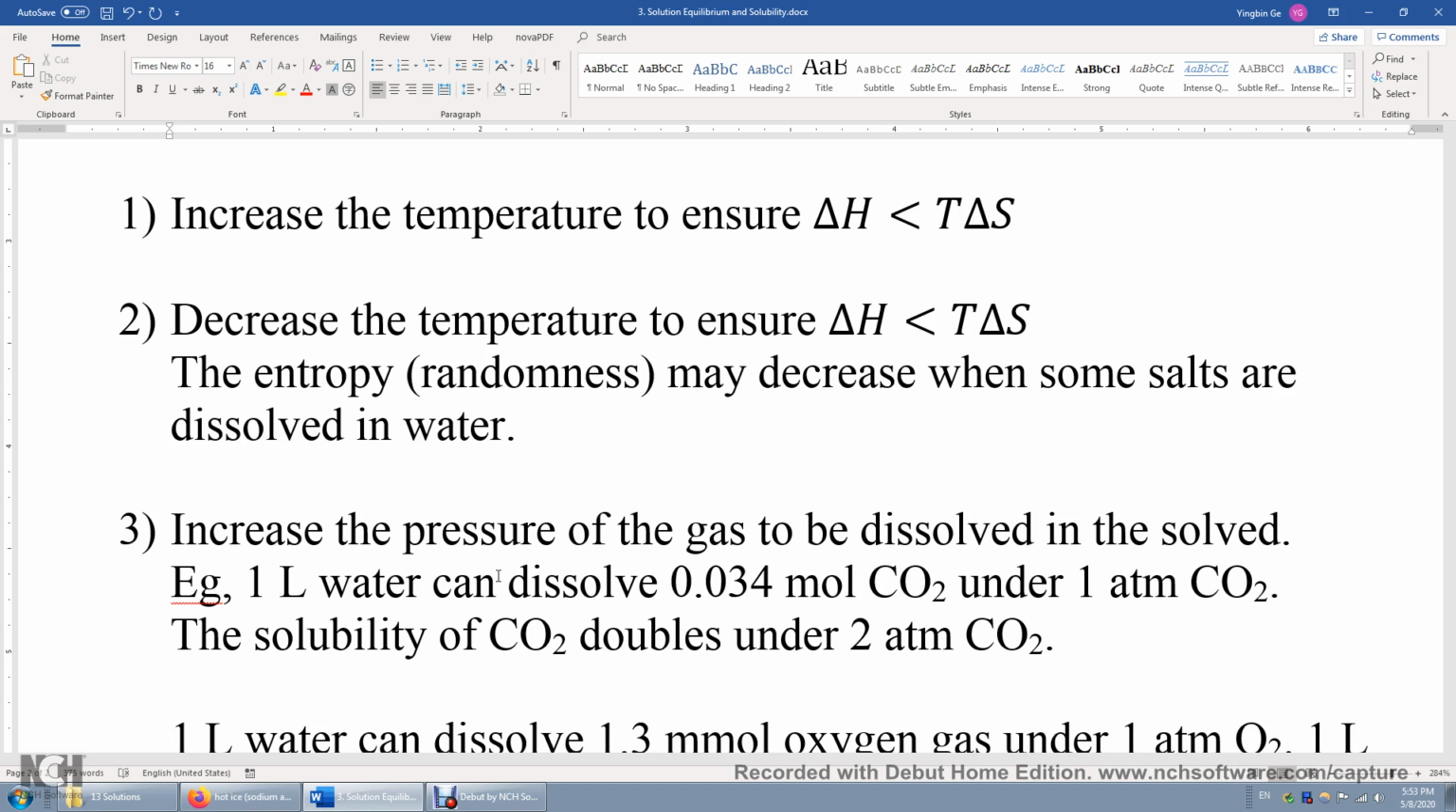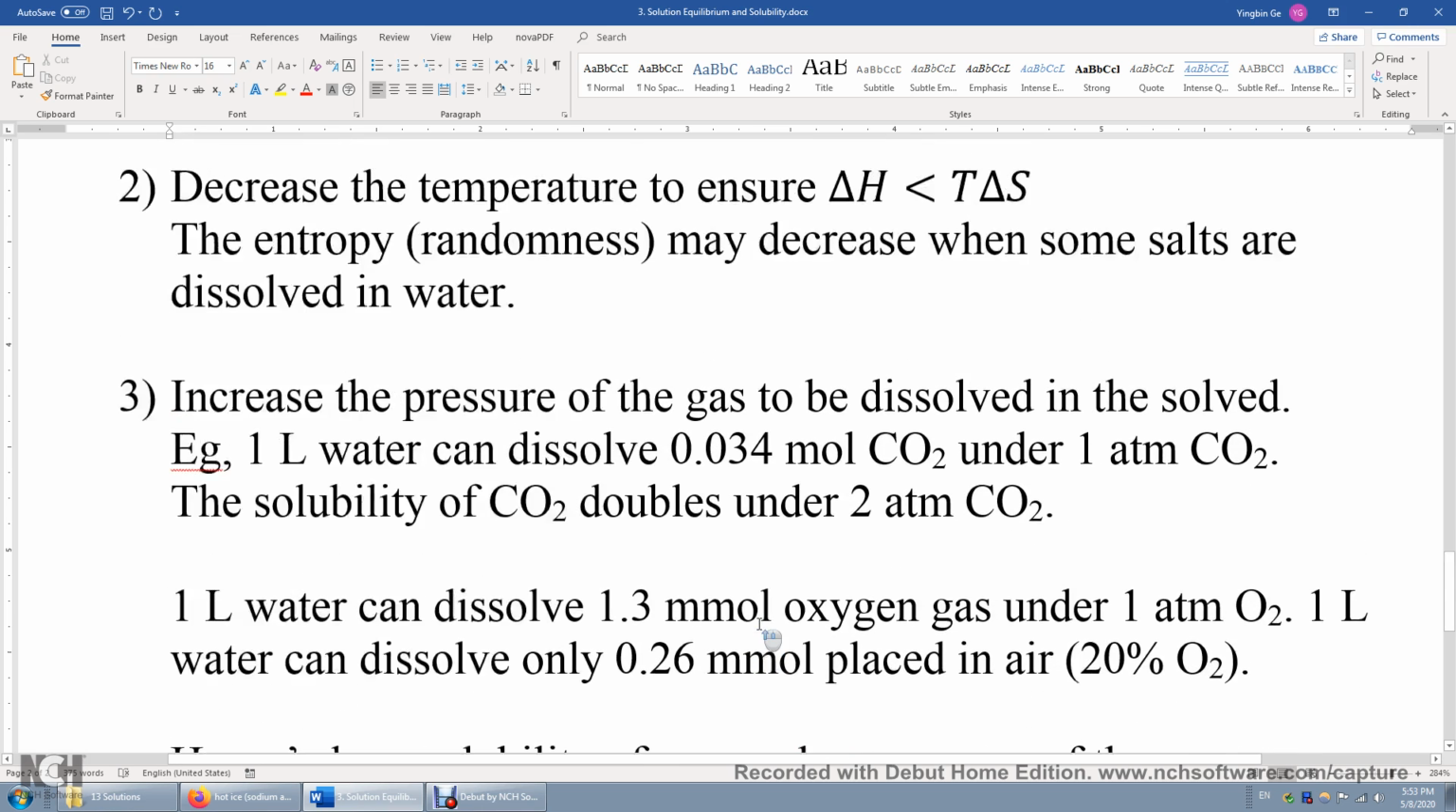All right, so a couple numerical examples. Let's say 1 liter of water can dissolve 0.034 moles of CO2 under 1 atm CO2 condition. And then if we increase the pressure of CO2 to 2 atm, the solubility of CO2 doubles. Now, 1 liter of water can dissolve 0.068 mole of CO2. Okay, when you double the pressure of CO2.